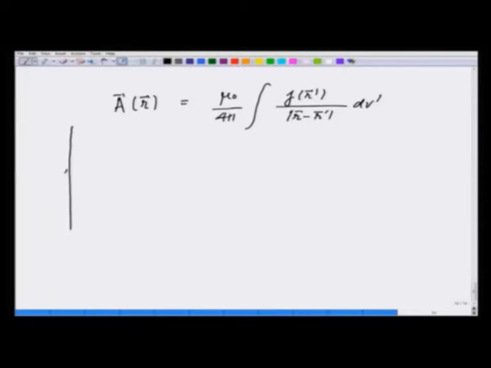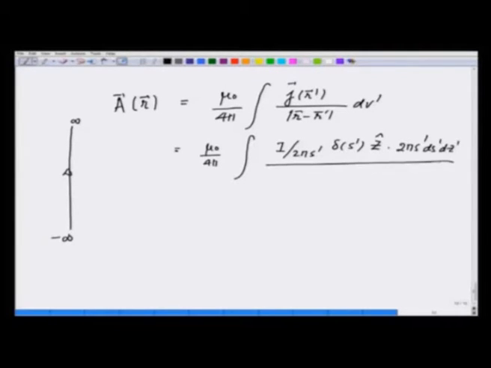Remember, this is a current carrying wire going from minus infinity to plus infinity. A is equal to mu naught over 4 pi integral I over 2 pi s prime, because it is at s prime, delta s prime, this is a vector in z direction. dv is going to be 2 pi s prime ds prime dz prime over. Since this is an infinite wire, at any z the answer for A is going to be the same. Therefore, I may as well calculate it at z equal to 0.